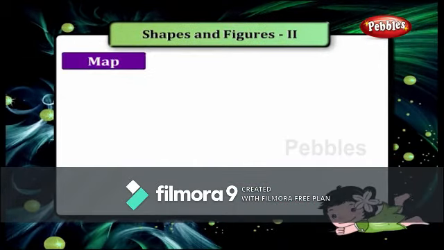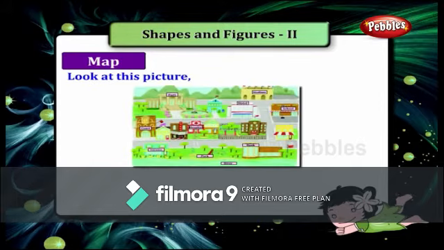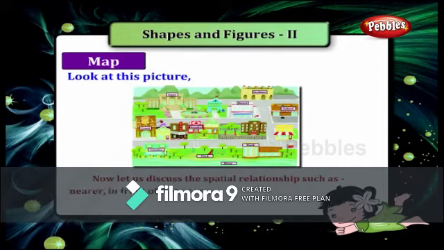Map. Mapping means locating the place with the help of landmarks. Look at this picture. Now let us discuss the spatial relationship such as nearer, in front of, between, behind, far away, above, below, adjacent, bottom, top, etc.